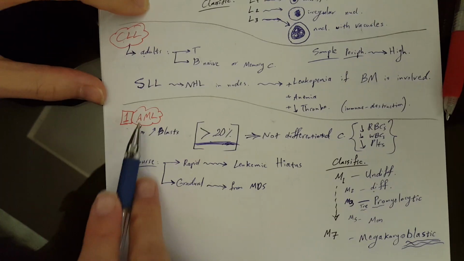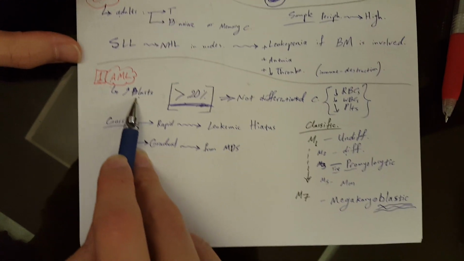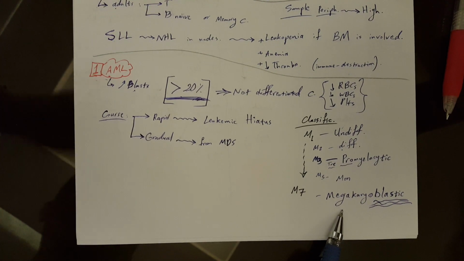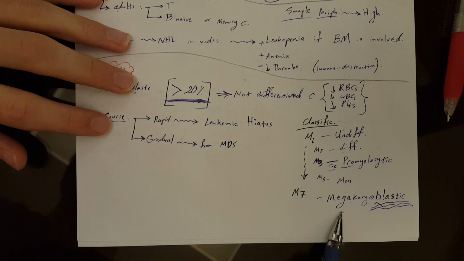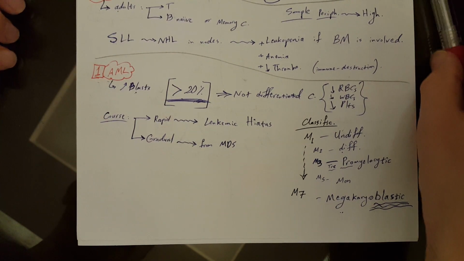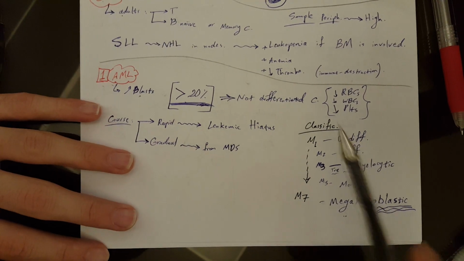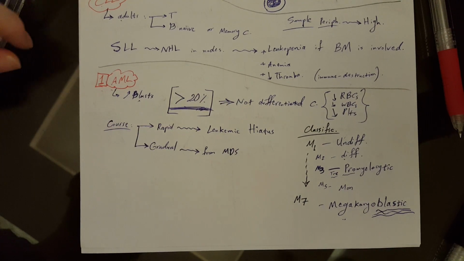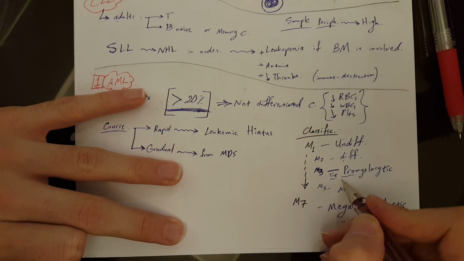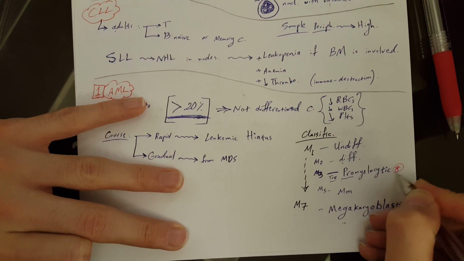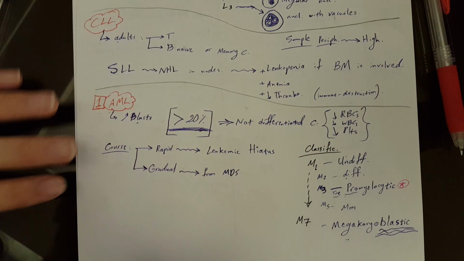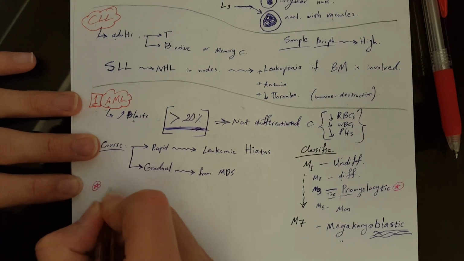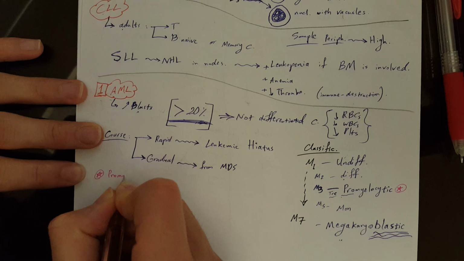Because it's still AML, acute, and we said blasts. All of them are almost a blast or a step before. Let me just take this one here. Okay. Let's talk about this star right here. So, a few words about the promyelocytic leukemia.